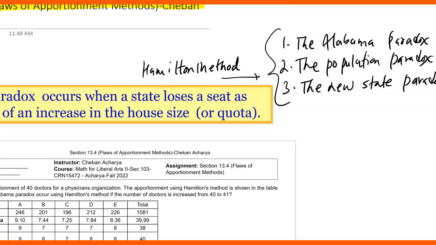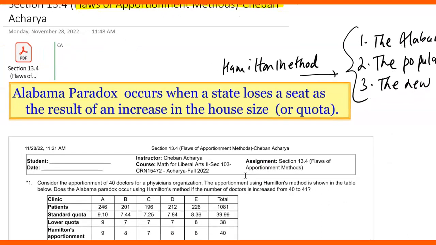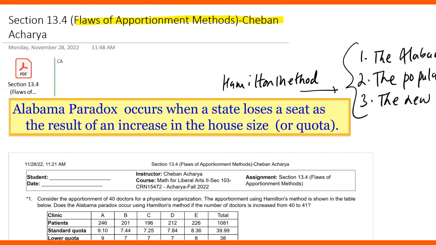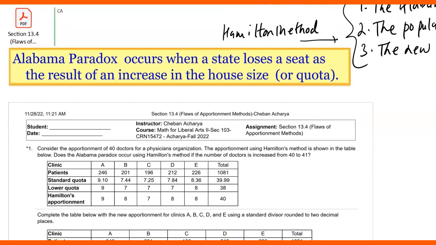And all these flaws of apportionment are for the Hamilton method. We didn't do flaws for the Jefferson, Adams and Webster methods. Therefore my point is, if you are doing this section 13.4, you should know how to do the apportionment using the Hamilton method. Okay, that's the first thing you should know.